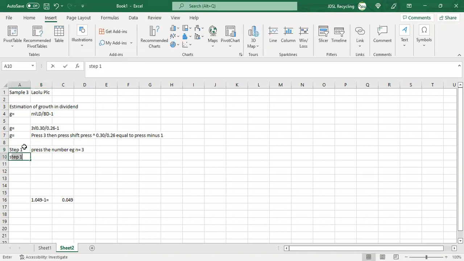The next step, step 2, you press shift. Step 3, press the raise to power sign. The raise to power sign is something like this. Then we have step 4.